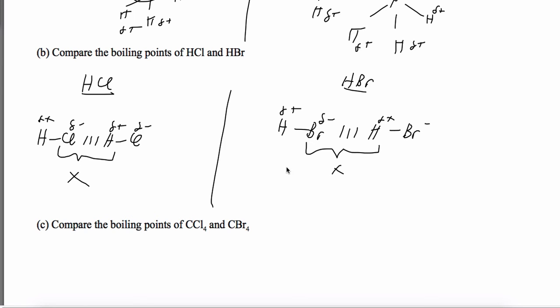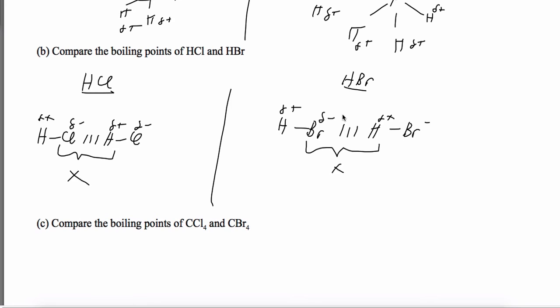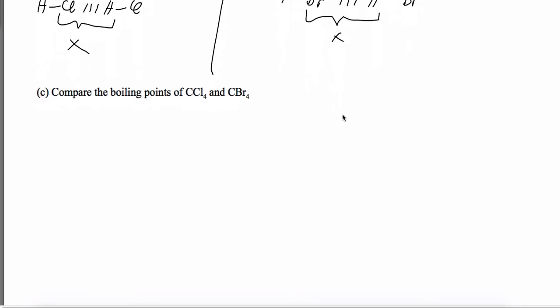So what's the other tiebreaker? That's going to be the polarizability of the electron clouds. Because Br is a bigger atom than Cl, its electron clouds are more polarizable. Thus, HBr has a higher boiling point, even though they're both polar.